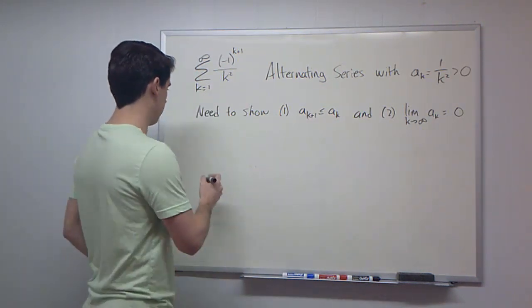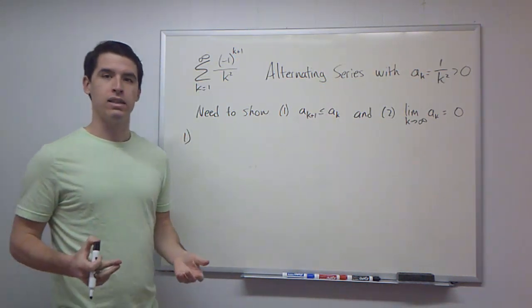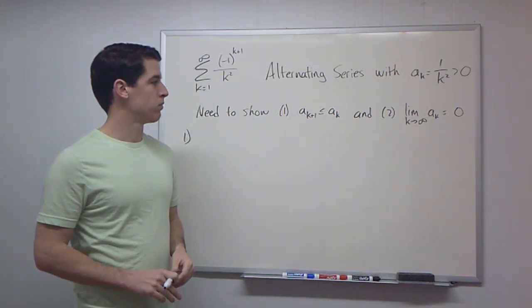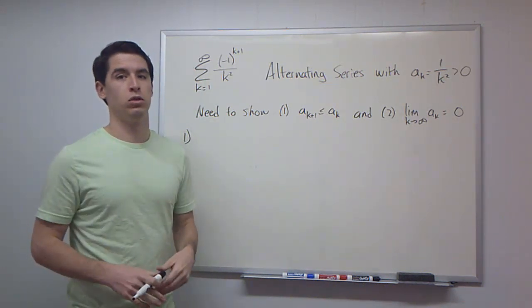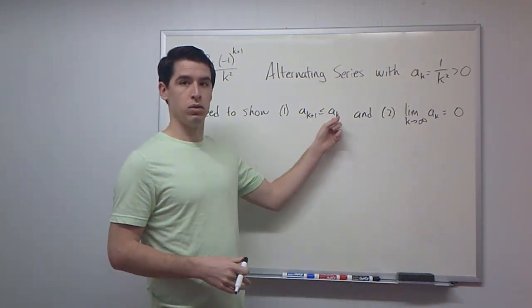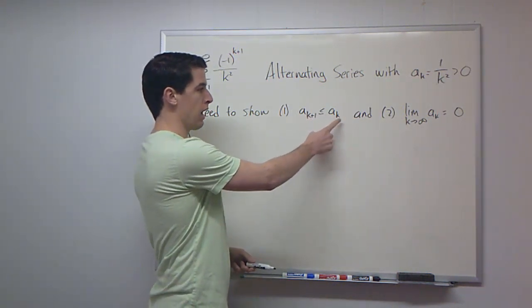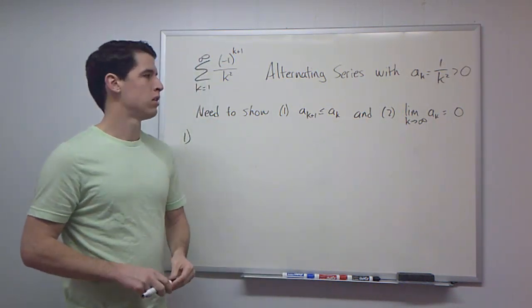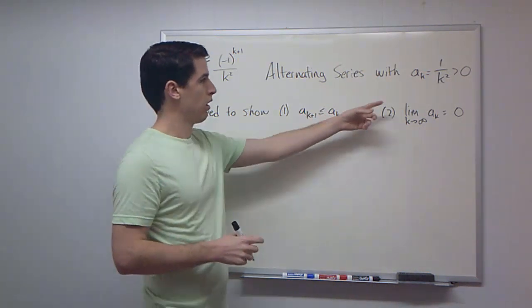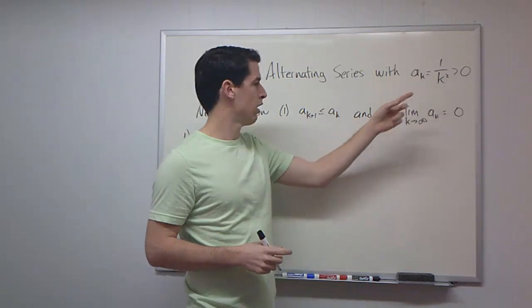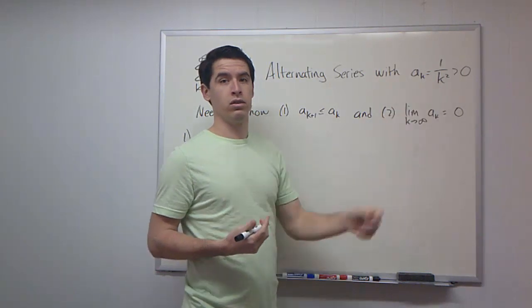So let's check this first condition. The way that I like to do this is start with something that I know is true and use that to show that a sub k plus 1 is less than or equal to a sub k. So I want to start with something that I know about k plus 1 and k and manipulate that to something that looks like a sub k plus 1 and a sub k. Now, a sub k is 1 over k squared. So a sub k plus 1 would be 1 over k plus 1 squared.